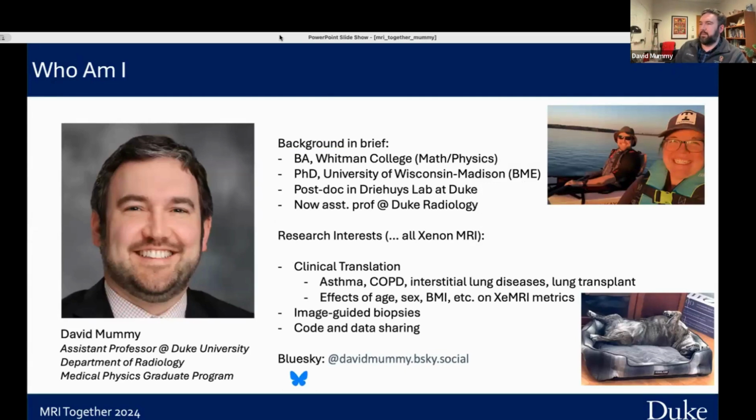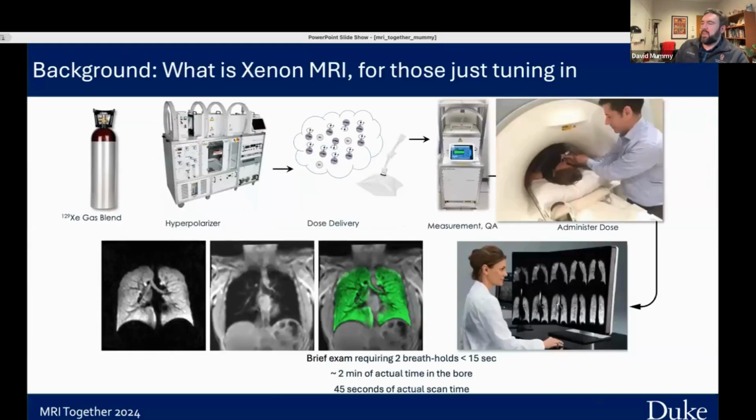So I won't recap all of this since Brandon hit the highlights, but I'm an assistant professor in the radiology department here at Duke. Since I have a BME PhD, being in the radiology department means I don't have to teach anything, which is great. This is my wife and I kayaking on a local lake here in North Carolina. And this is our dog in what could easily be a live look at right now because she does this a lot.